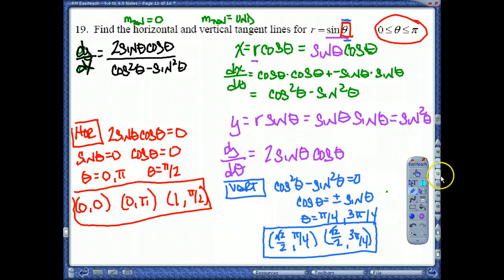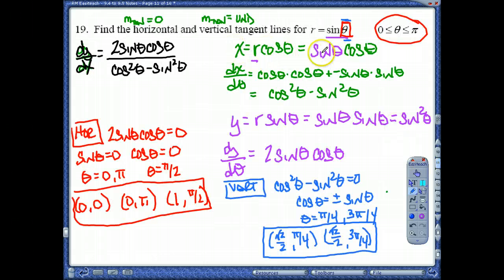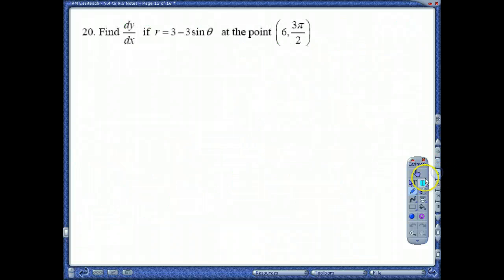All right, let's do another one. So now they're just coming right out and telling us no ifs, ands, or buts. They want you to find dy over dx. On this last example, we found x, we found y, and then we did dx over d theta, dy over d theta. So now let's just use our other formula.